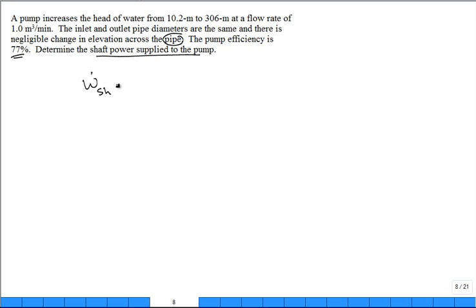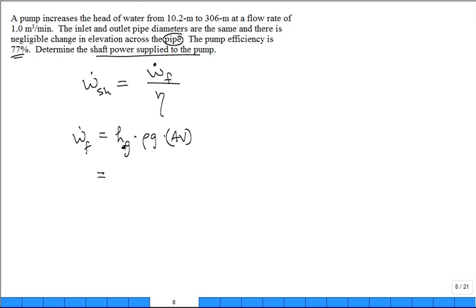So I need to solve for the shaft power to supply the pump: what is actually getting into the fluid, divided by the efficiency of the pump. What's getting into the fluid power? That's going to be some head gain times rho g times Q, or head gain, however you want to write it. Does that equation look good to you? Yeah. Let's take a look.